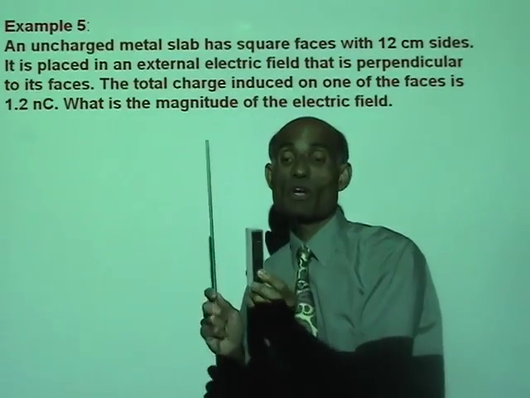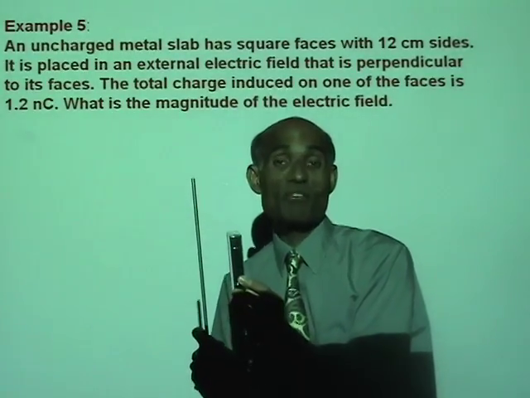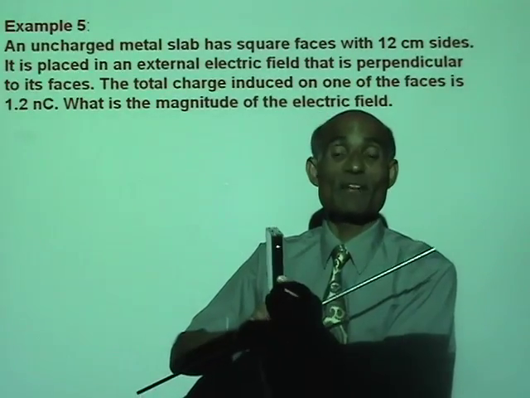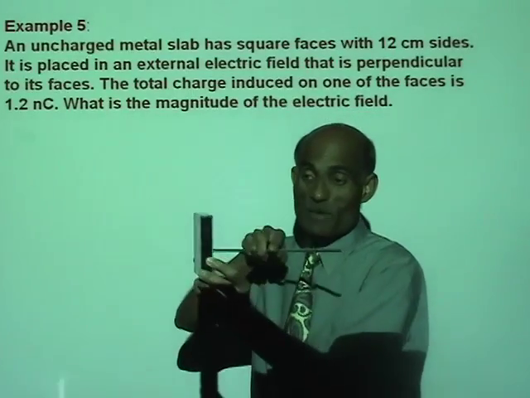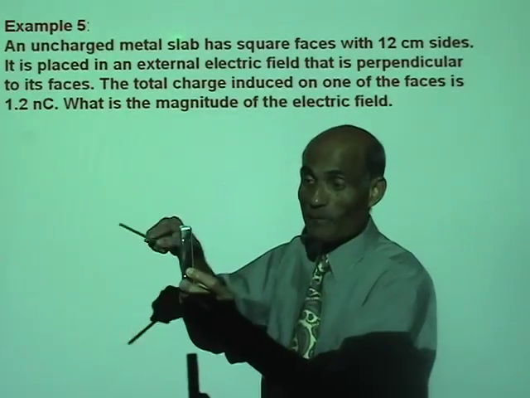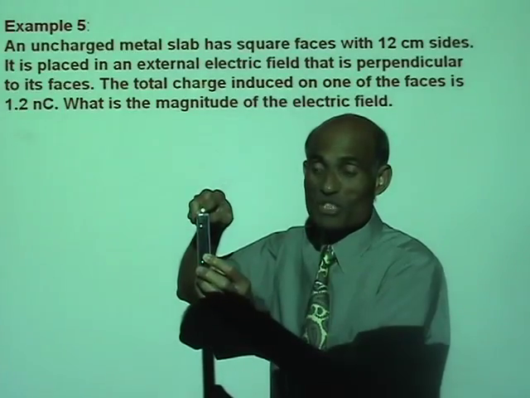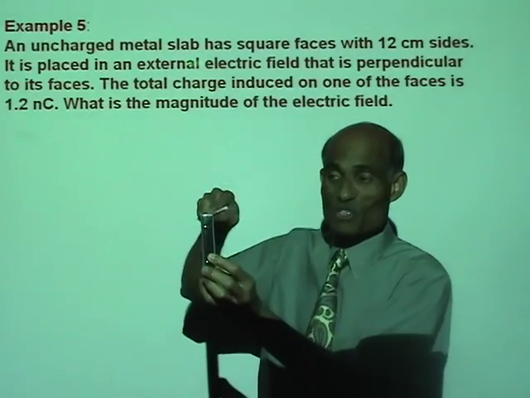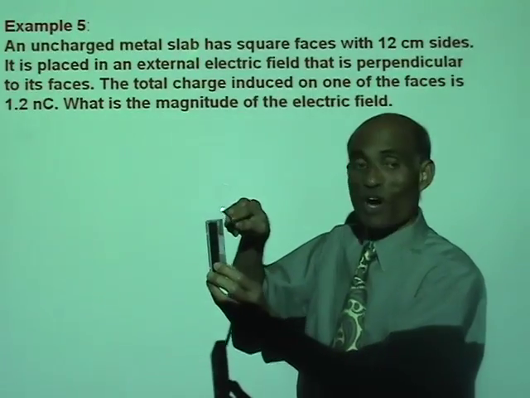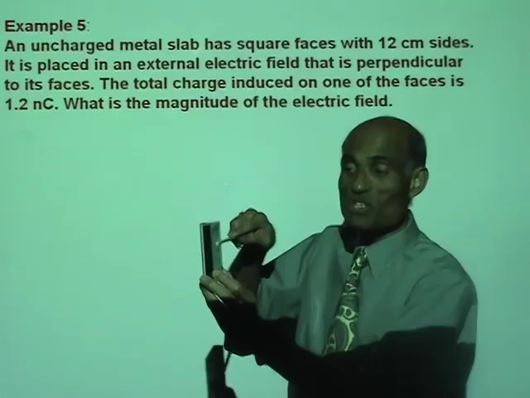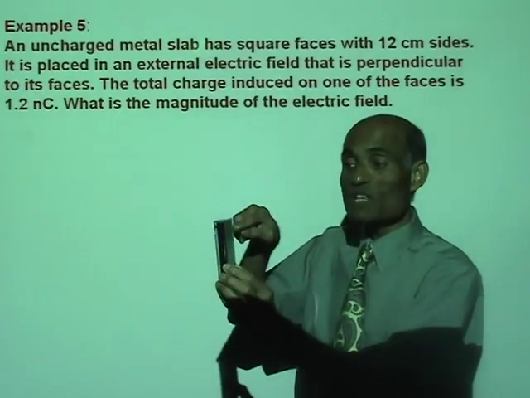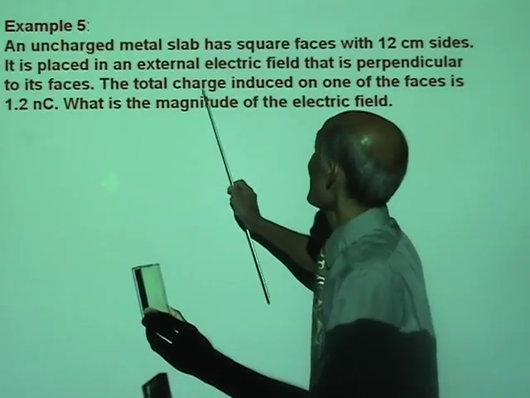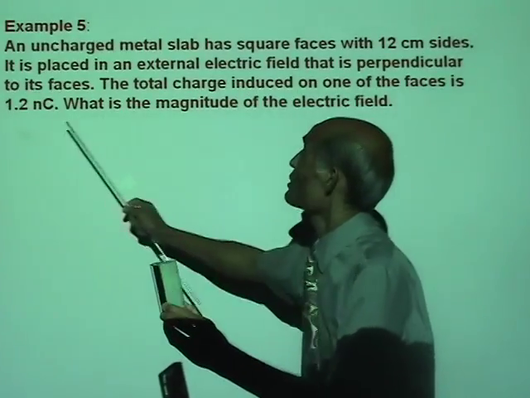Why? Because negative charges that are free to move will always move against the direction of the electric field. So if there is a field directed that way, then the free negative charges inside the slab will move as far away in the opposite direction, making this face of the conductor negatively charged and that face positively charged. And that is what is told in the problem, that the total induced charge on the face.